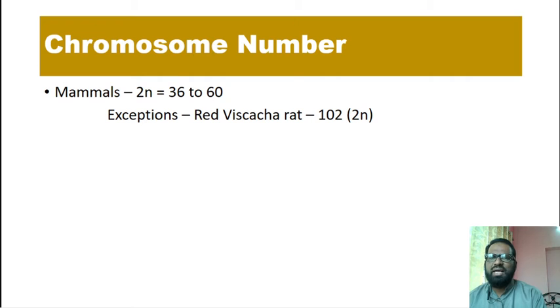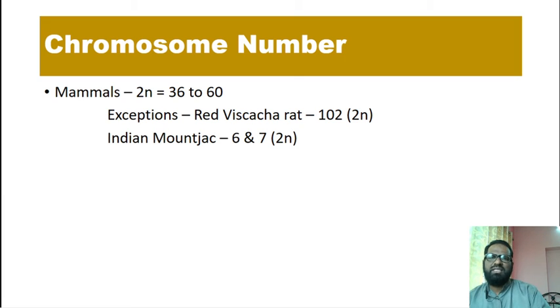But there are certain exceptions. One is the red Viscacha rat. In this particular rat, you will find an exceptionally high diploid number of chromosomes. Altogether, 2n is equal to 102, and that is one of the very important exceptions to the basic understanding.